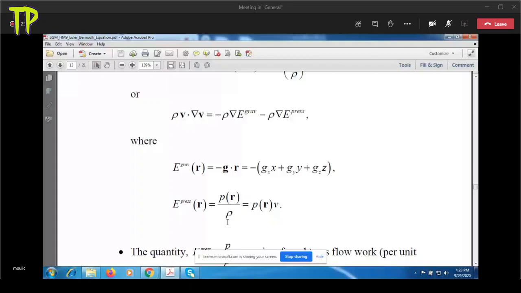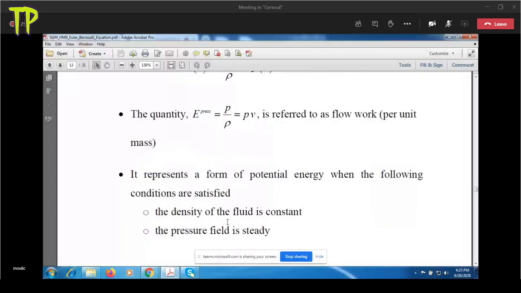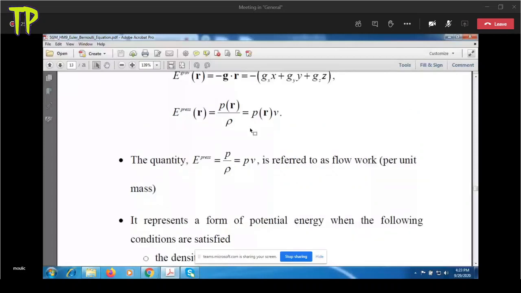But in the special case that we are considering, where the density is constant and the flow field is steady, it turns out that the work terms contribute to a point function rather than a path function.